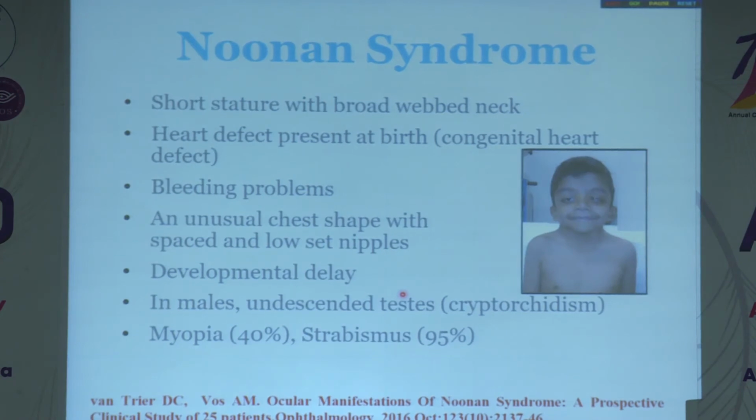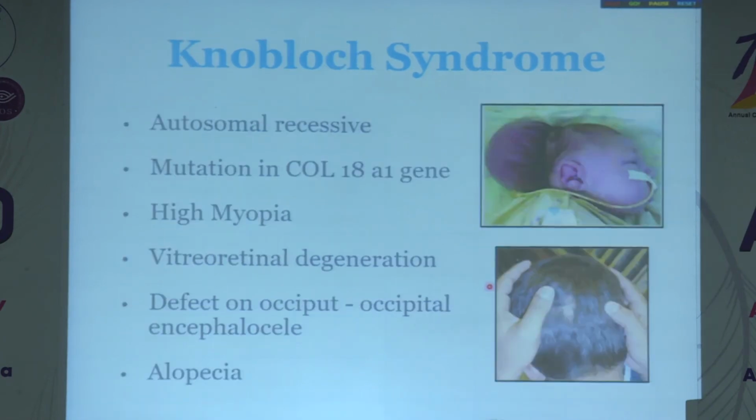Noonan syndrome, again we can see the typical facial features. There's short stature with a broad webbed neck. A heart defect is generally present with bleeding problems. An unusual chest shape, with widely spaced, low set nipples. There's developmental delay, and in males, undescended testes are reported. Myopia is associated in 40% and strabismus in 95% of Noonan syndrome.